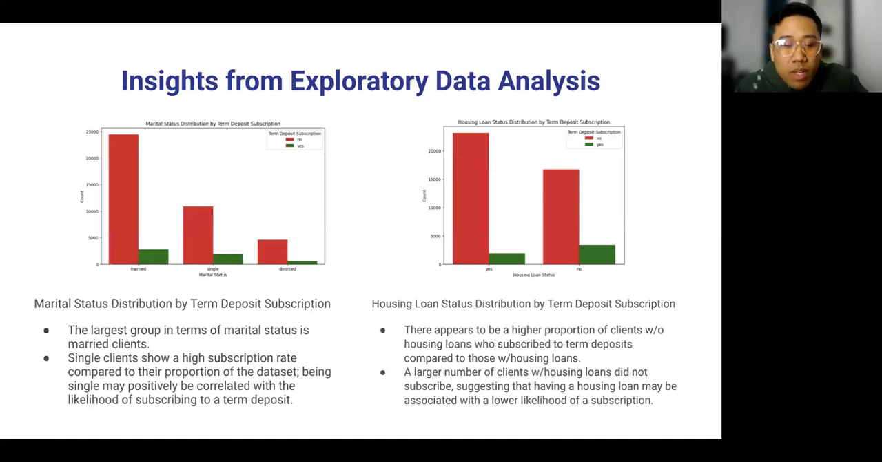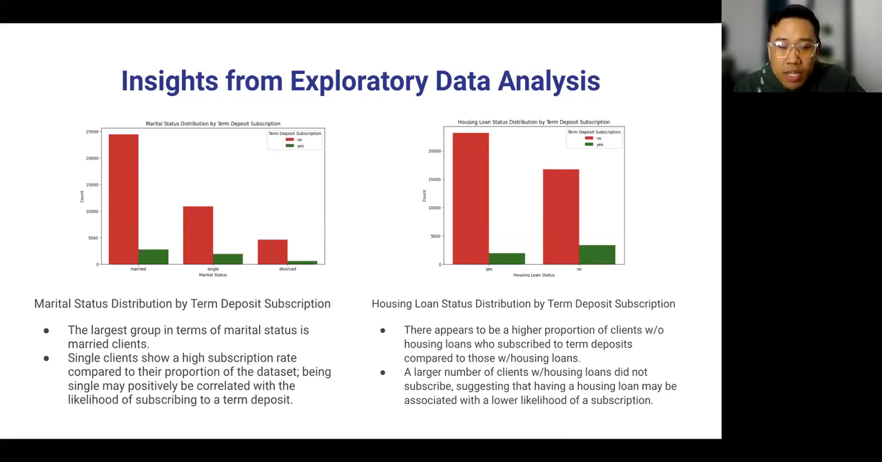Here, we have our last 2 count plots for our exploratory data analysis. On the left, we have the marital status distribution by term deposit subscription, which provides insights into how marital status on our x-axis may influence the likelihood of subscribing to a term deposit. We notice that the largest group in terms of marital status is married clients, and the single clients show a high subscription rate compared to the proportion of the data set, suggesting a potential positive correlation between being single and subscribing to a term deposit.